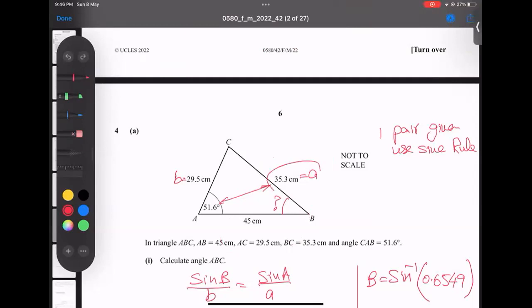And if I type in the calculator, I have half into 35.3 into 45 into sine of 40.9. And the answer turned out to be 520.027. And we know 3SF, so 520. So Alhamdulillah Rabbil Alameen, we have done.